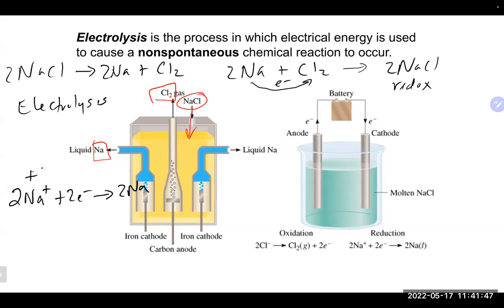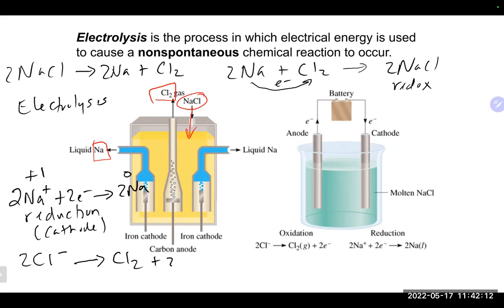So it is going from +1 to 0 here, the sodium. And in that case, it is the reduction that is happening here, and it is going to be our cathode in our electrolysis cell. Same thing if we look at the chloride: we're starting with the chloride with a charge, and it's going to end up with chlorine with no charge on this side. So it's going from -1 to 0 in this case.